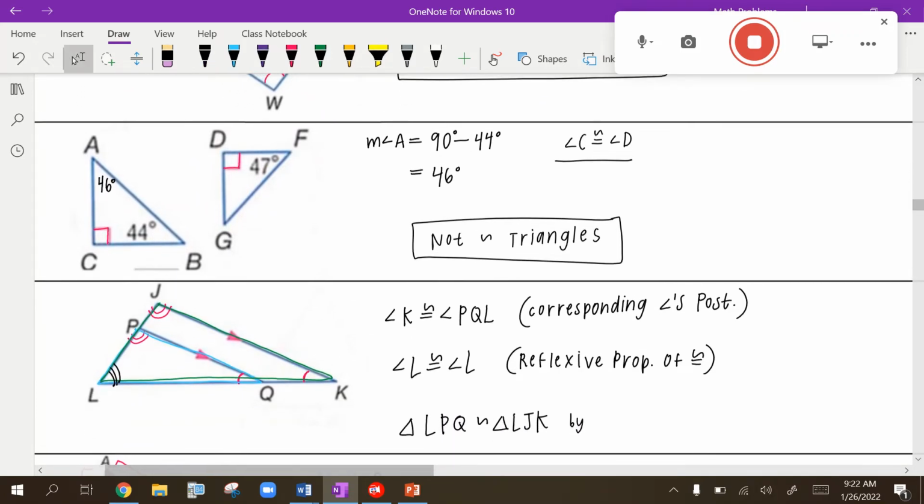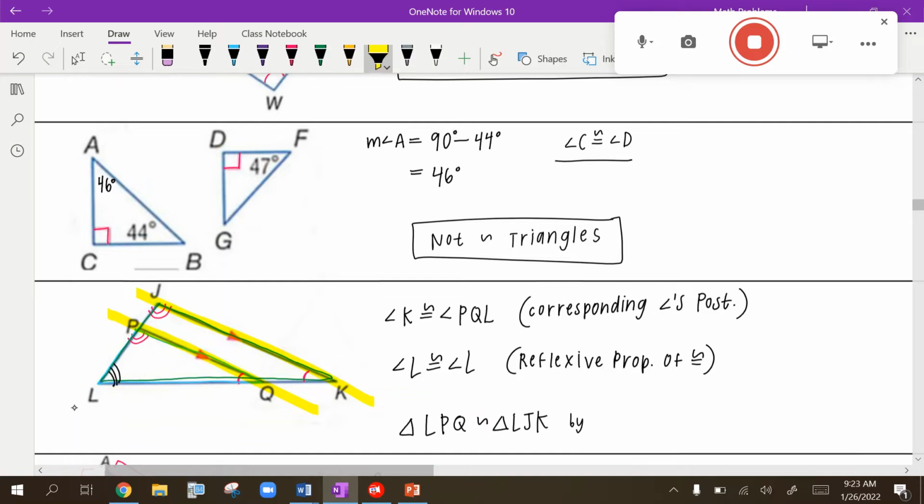Alright, next I have another one where I have some parallel lines. I have one pair of parallel lines, PQ and JK. Let's look at this transversal first. Notice that angle K and angle PQL are corresponding angles. Since they are formed by parallel lines, I know they have to be congruent. So there's one pair of angles.